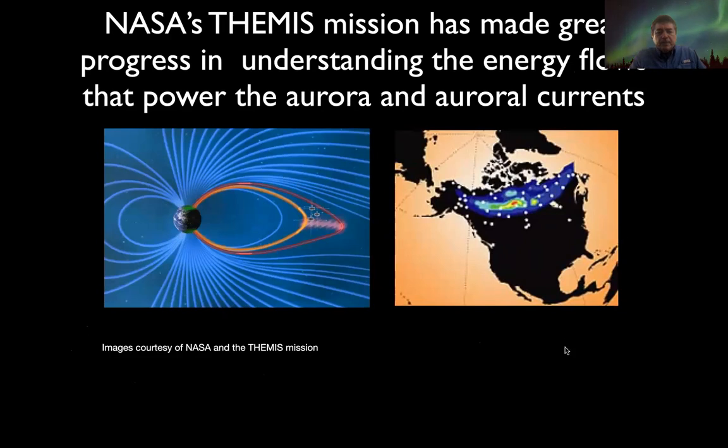There have been a number of NASA spacecraft missions to study the phenomenon, and one in particular is the THEMIS mission. There were 5 spacecraft launched together in a configuration to study the energy flows in space that power the aurora, and also a bunch of ground stations with imagers and magnetometers to study the aurora and to make the connection between the auroral energy and the energy being released in space. The THEMIS mission has made a lot of progress in understanding these energy flows that power the aurora.